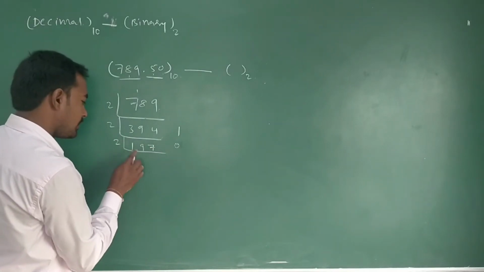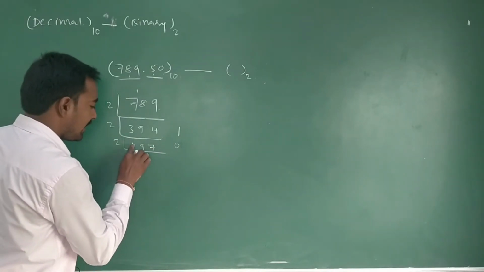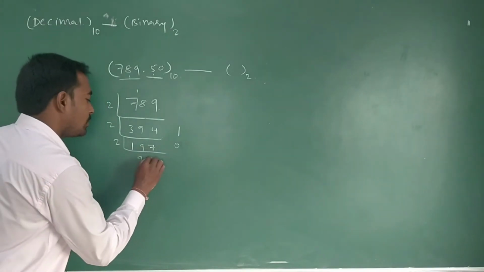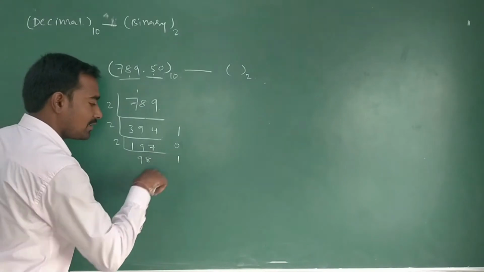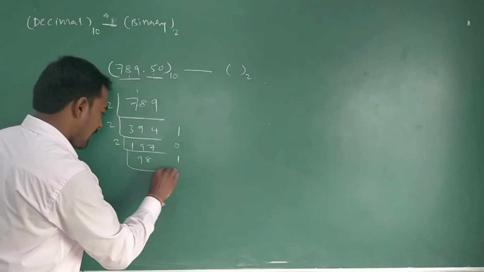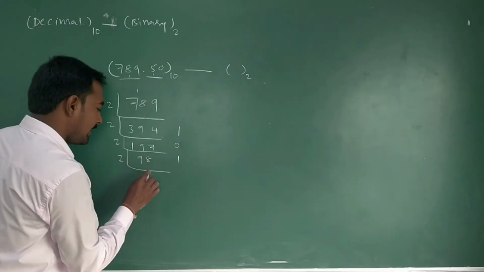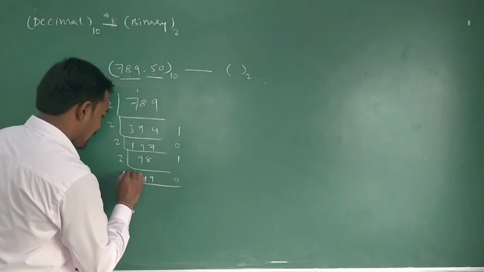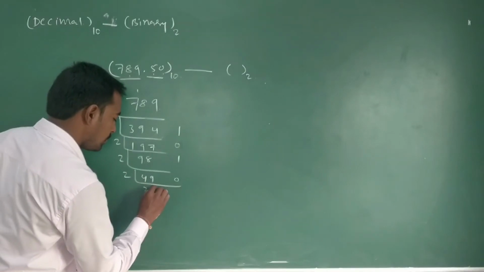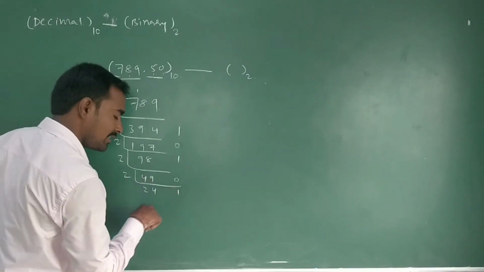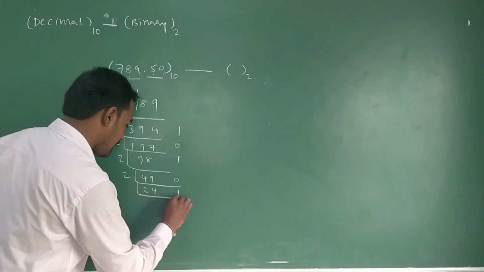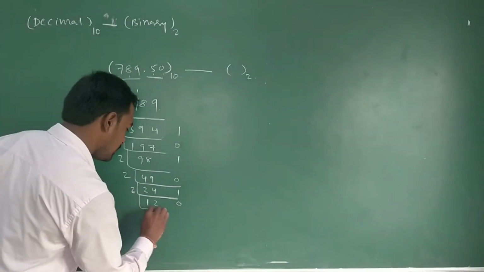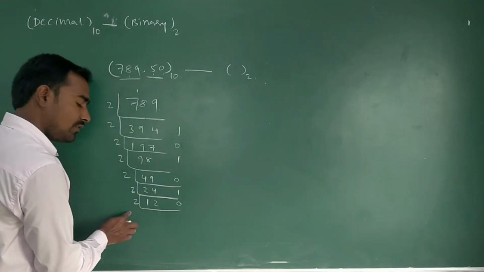And again divide by 2: 2 9s are 18, and the remainder is 1; 2 8s are 16, remainder 1; 2 4s are 8, 2 9s are 18, and the remainder is 0; 2 2s are 4, 2 4s are 8, and the remainder is 1; 2 1s are 2, 2 2s are 4, remainder is 0. And again divide by 2.